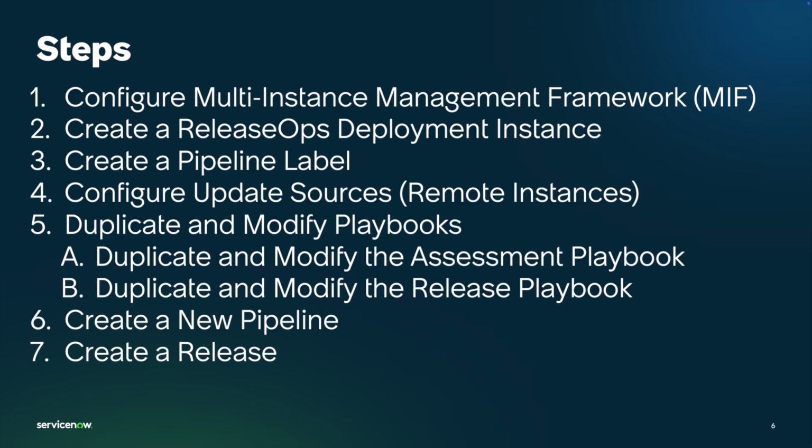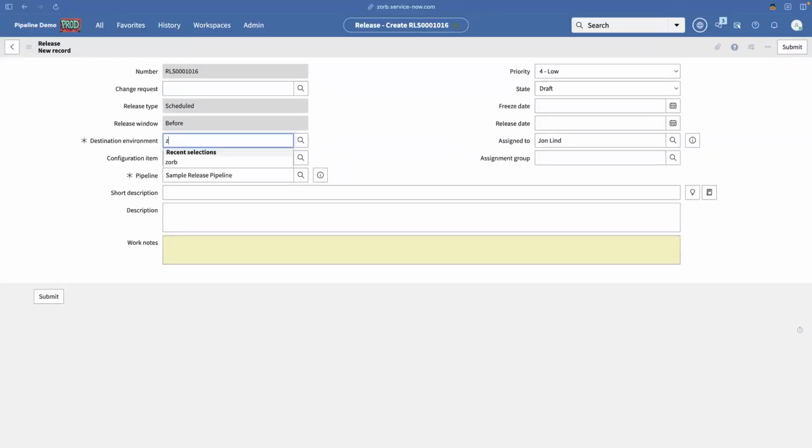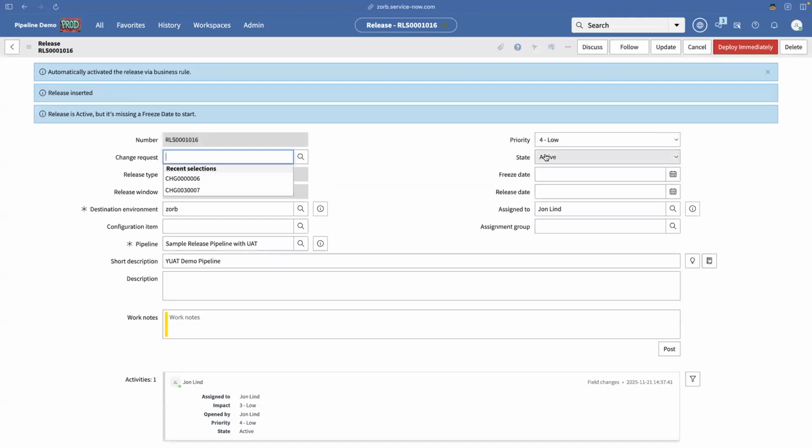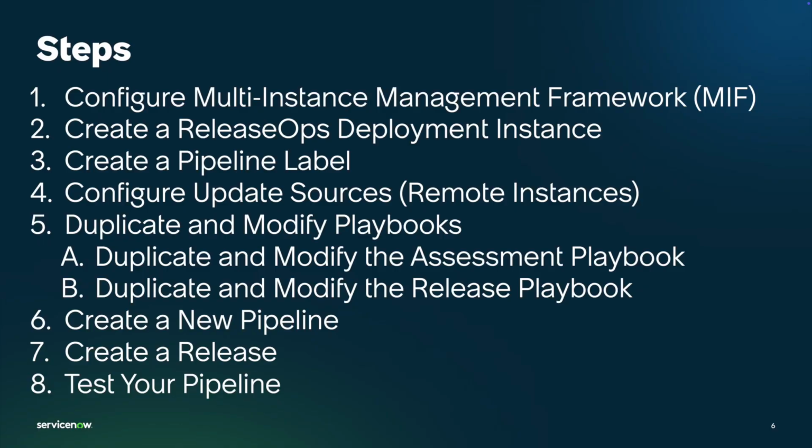The destination environment is going to be Zorb, which is the current instance I'm on. Instead of using the sample release pipeline, I'm going to use the one with UAT. Don't forget to switch the state to active or you won't be able to reference it from your dev instance.